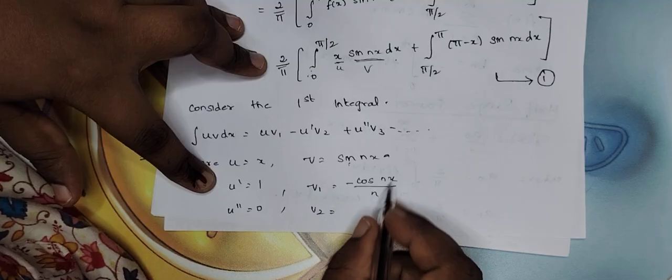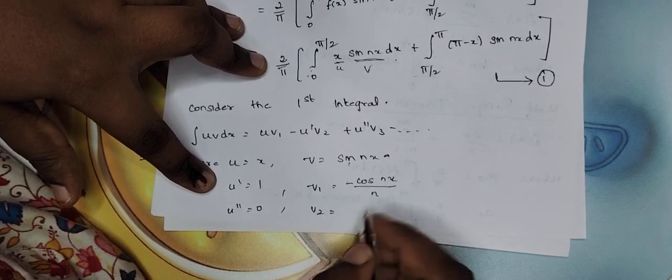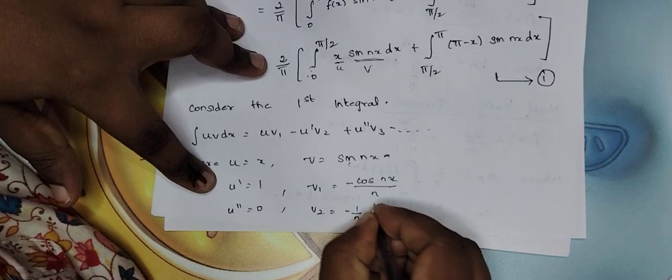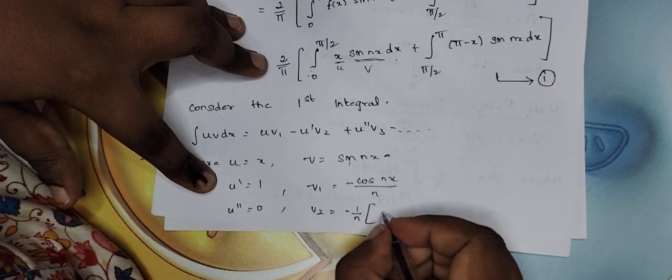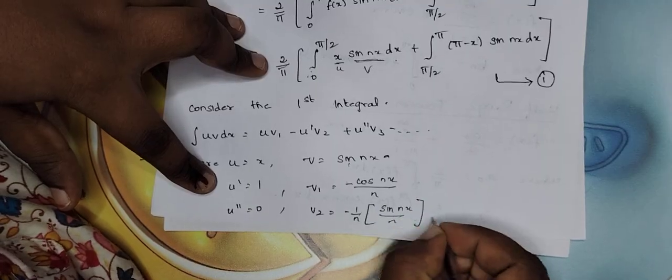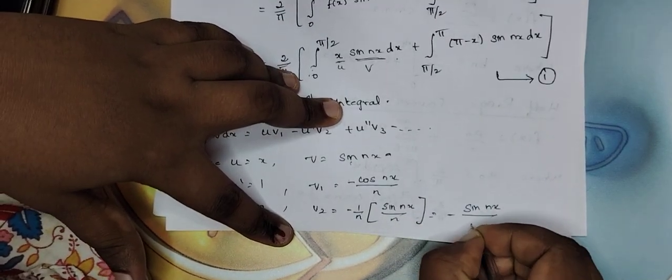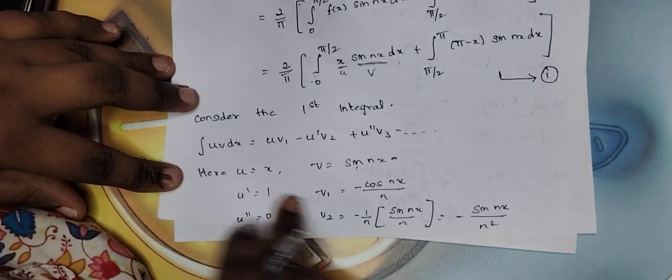So before integrating, take the constant term outside. The constant term is minus 1 by n. So now integrate. Integration of cos is sin nx by n. So this term can be written as minus sin nx by n square. Okay, so this is my Bernoulli's formula. So now apply it in the Bernoulli's formula.